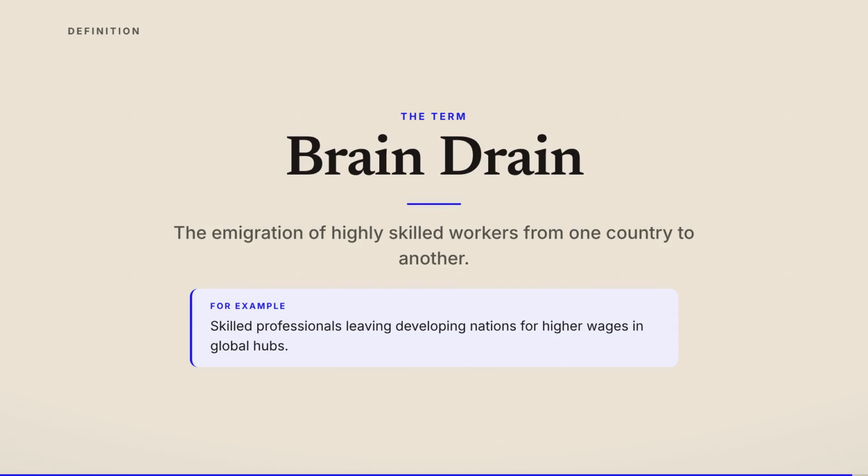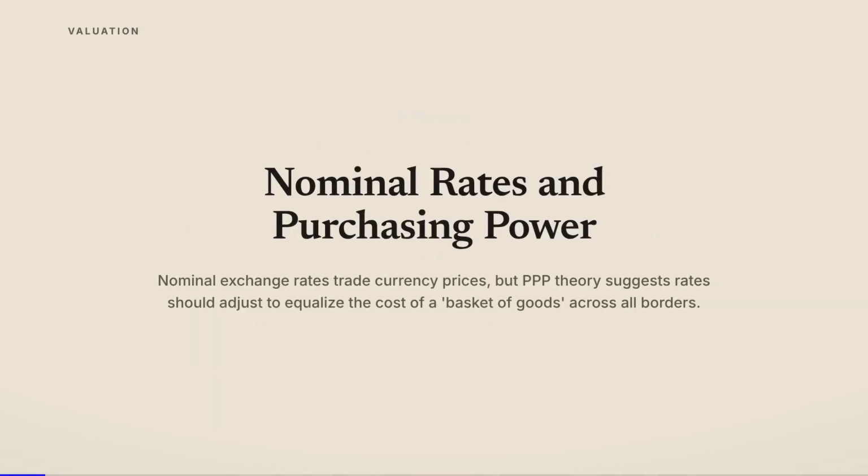When we trade across borders, we must swap currencies using the nominal exchange rate. But does $1 buy the same amount of stuff everywhere? This is the theory of purchasing power parity, or PPP. PPP suggests that in the long run, exchange rates should adjust so that a basket of goods costs the same in all countries. However, things like trade restrictions, differing quality, and non-tradable services, like haircuts, often prevent PPP from holding true in the short term.